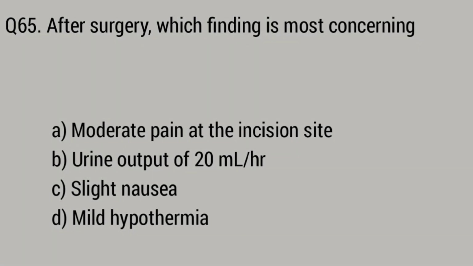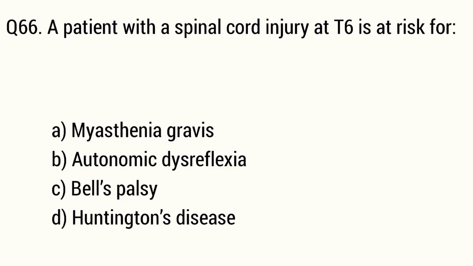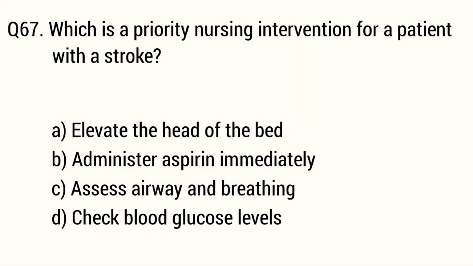Question number 65. After surgery, which finding is most concerning? The right answer is option B, urine output of 20 ml per hour. Question number 66. A patient with a spinal cord injury at T6 is at risk for? The right answer is option B, autonomic dysreflexia. Question number 67. Which is the priority nursing intervention for a patient with a stroke?